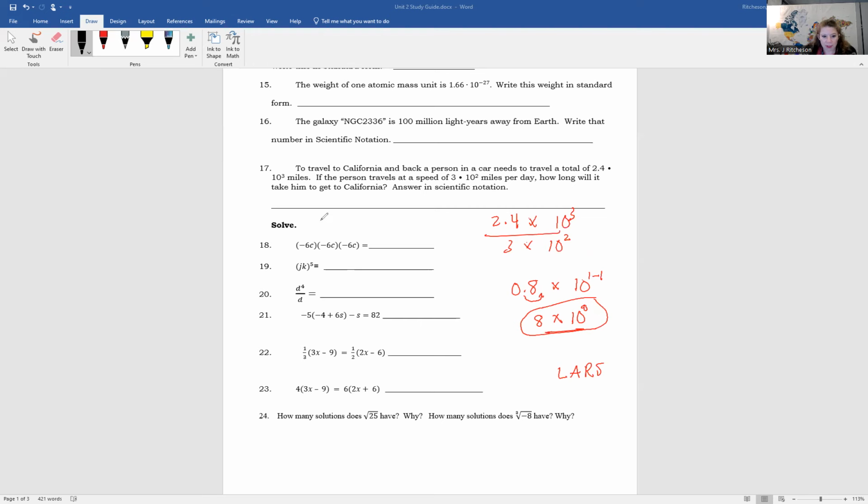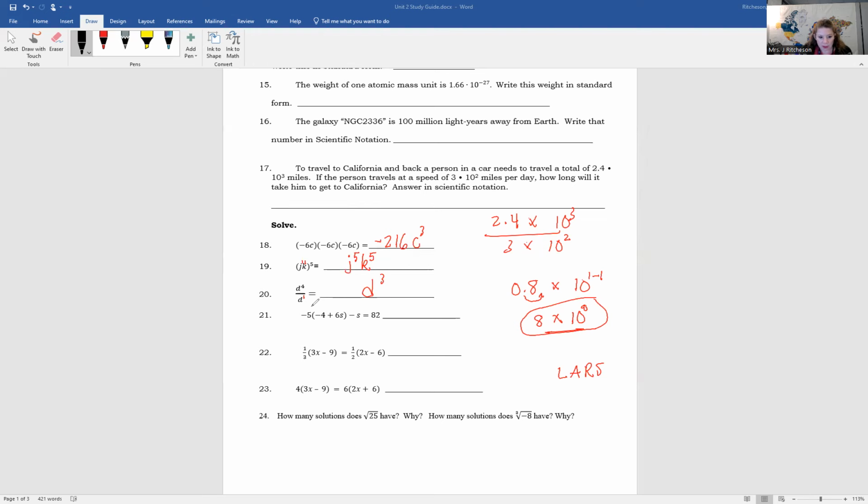Number 18, we're going to multiply. -6 times -6 times -6 is -216. And then c times c times c is c to the third. All right, the next one, we're going to distribute that 5 to both of those variables. So j to the 5th times k to the 5th. The next one, we're going to subtract those exponents. D to the 4th divided by D to the 1st is D to the 3rd.